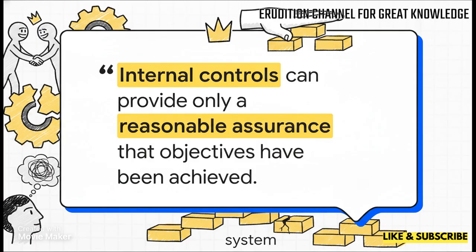Here is the hard truth. Internal controls can provide only a reasonable assurance that objectives have been achieved, not an absolute guarantee. Just reasonable. You could have the best division of work in the world, but if two employees decide to collude and commit fraud together, well, the control is bypassed. There's always the potential for human error, maybe a misunderstanding of instructions, or even management overriding the very controls they just put in place. Basically, the system is only as perfect as the humans operating it.